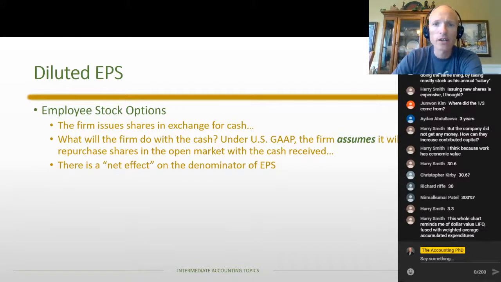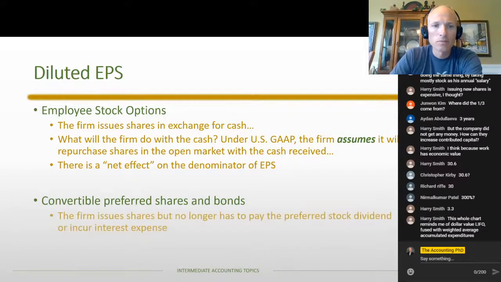And so there is a net effect on the denominator of earnings per share. Remember, I have to give them shares, and then I'm going to go out and repurchase shares. And so shares being issued and then shares being repurchased means that there is a net effect on the common shares outstanding.